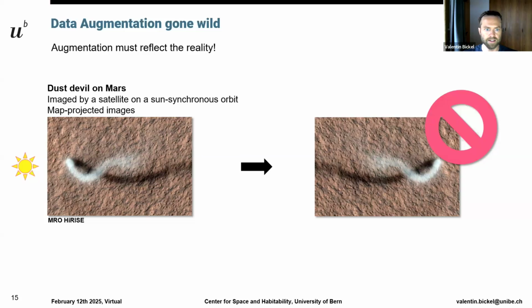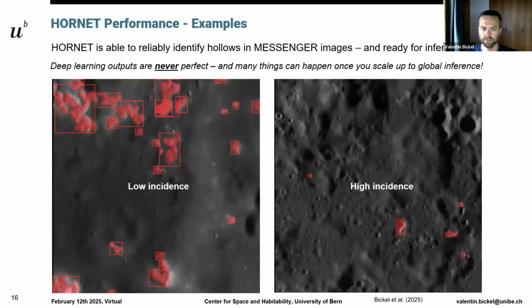Okay, once you have that handy and we can actually deploy our model, this will hopefully produce something like this. This is the final version of Hornet, fully trained. It will produce outputs like this. You see on the left a low incidence angle example, a couple of hollows outlined with boxes and polygons. And on the right, a high incidence case where the model is still able to detect the hollows and outline them with polygons. So that's very promising.